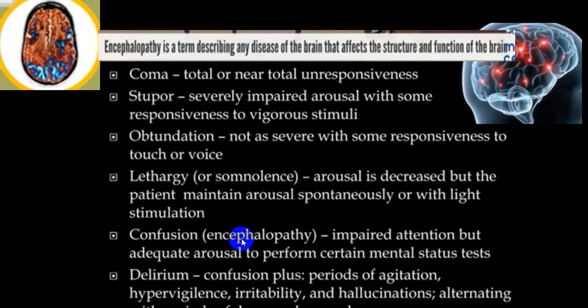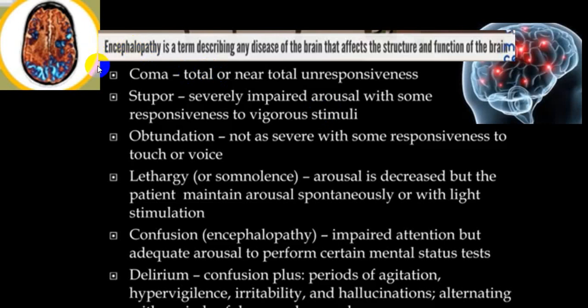Confusion is a term very frequently utilized in encephalopathy, where the person has impaired attention, but can be adequately aroused to perform certain mental status tests. That is typically included in encephalopathy. While delirium is confusion plus a period of agitation. So the person is confused plus agitated, can be hypervigilant, irritable, and can even get hallucinations, and alternating periods of decreased arousal. These are all the different terminologies you can come across in encephalopathy.